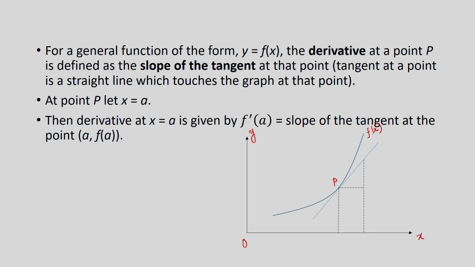At this point you might be wondering what a tangent is. A tangent at a point of a function is a straight line which touches the function or the graph at that point. So here, if I have to draw the tangent at P, I draw a straight line which is touching the graph at point P. So, PT is here the tangent.